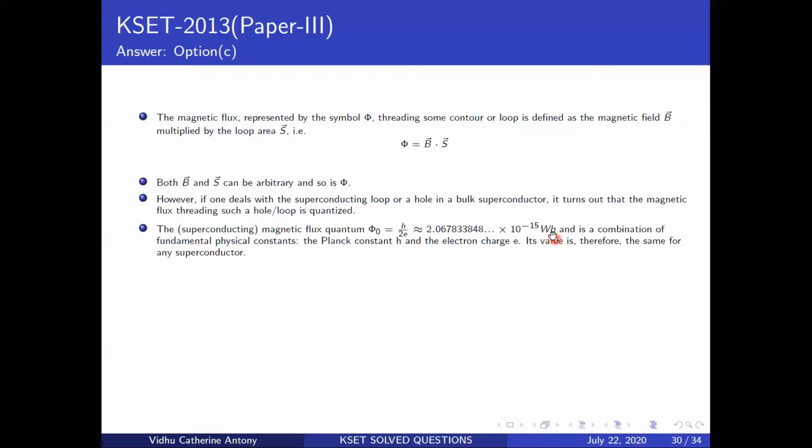So what is your Weber? Let's dissect that. What is the unit of your magnetic field? It's Tesla. What is the unit of your area? It's m squared. So this is called Weber, and it's basically Tesla meter squared. It's a combination of the fundamental constants, your Planck's constant and the electronic charge.